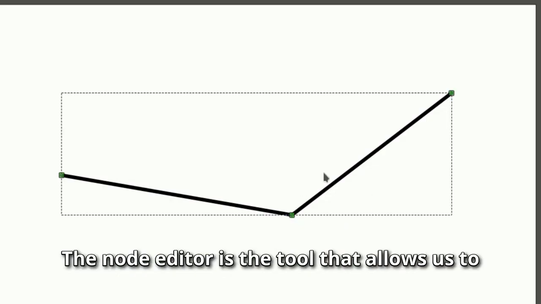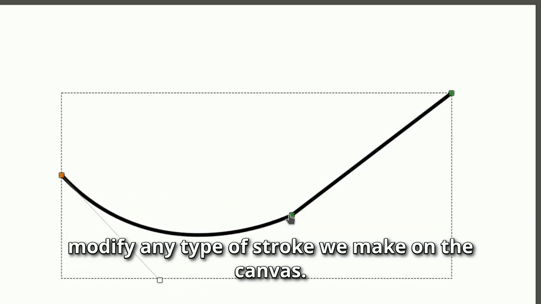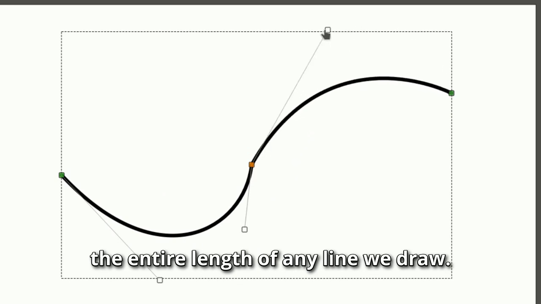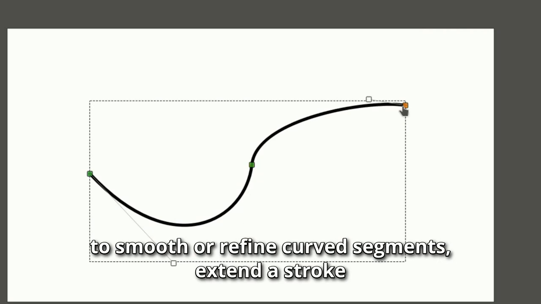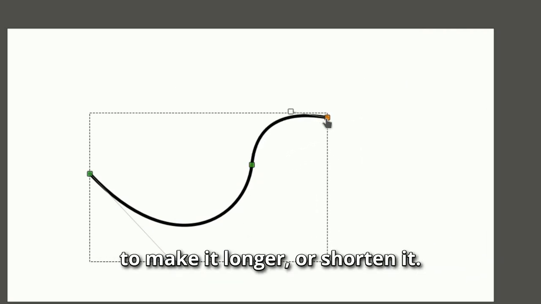The node editor is the tool that allows us to modify any type of stroke we make on the canvas. With this feature, we can adjust the segment or the entire length of any line we draw. We usually use the node editor when we need to smooth or refine curved segments, extend a stroke to make it longer or shorten it.